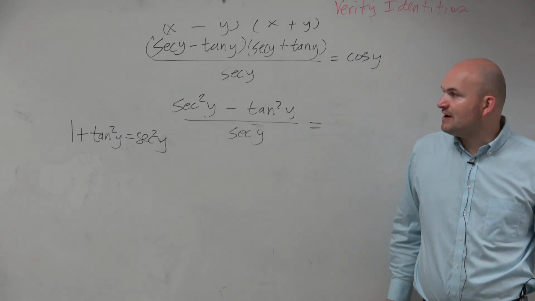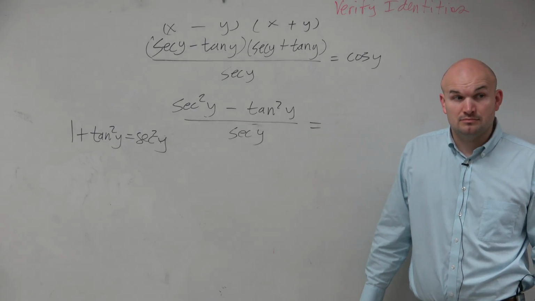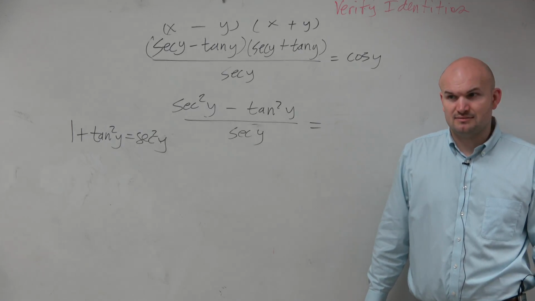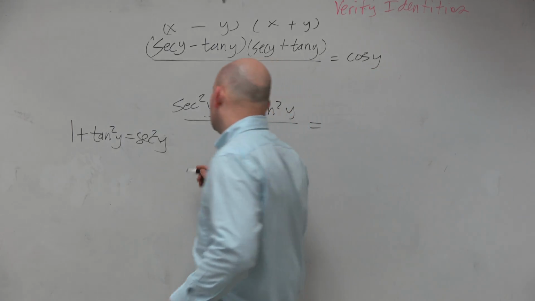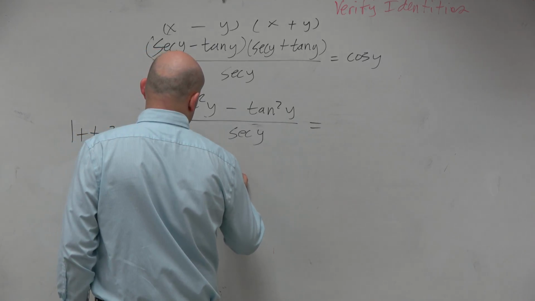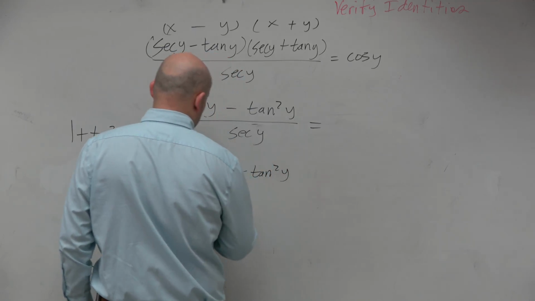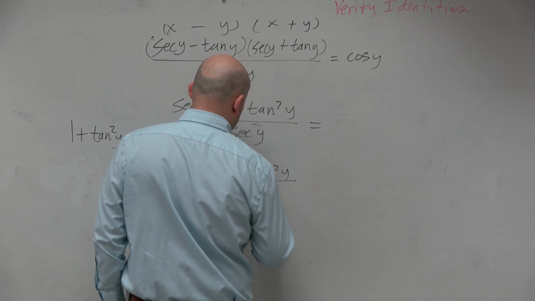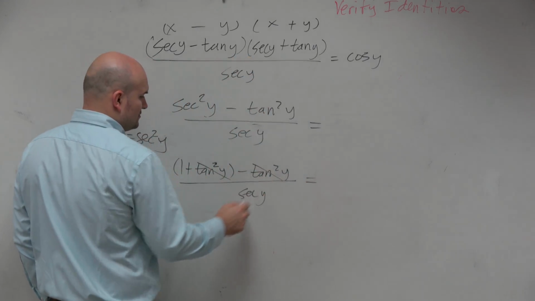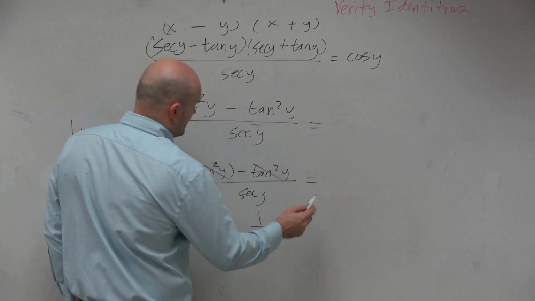Would it be OK, guys, if I replaced secant squared with 1 plus tangent squared? Yeah. Would that be OK? Is that legal? Yes, of course it is, right? So 1 plus tangent squared of y minus tangent squared of y all over secant of y. Well, these subtract out. I'm left with 1 over secant of y.